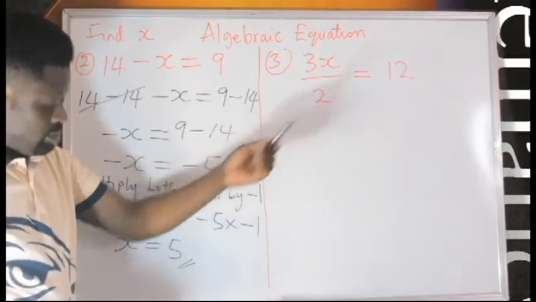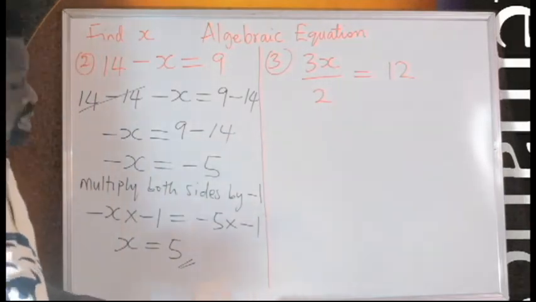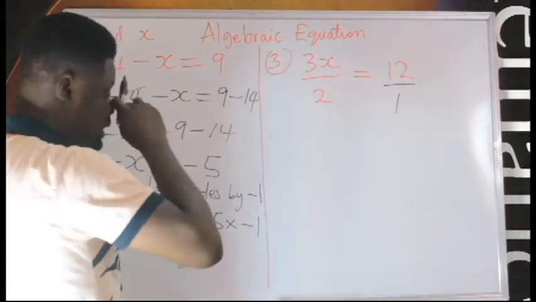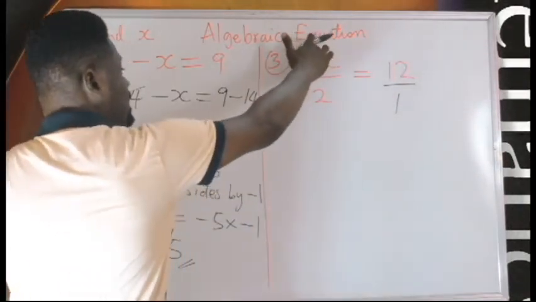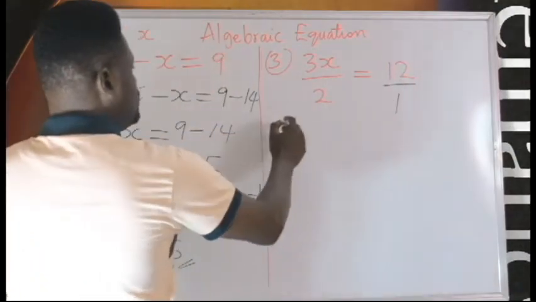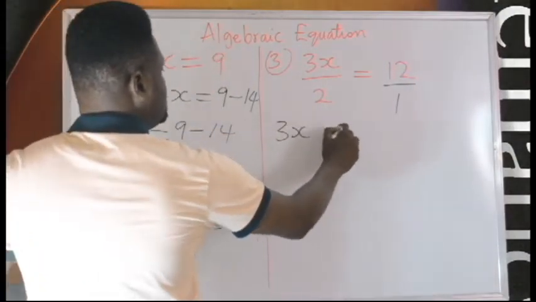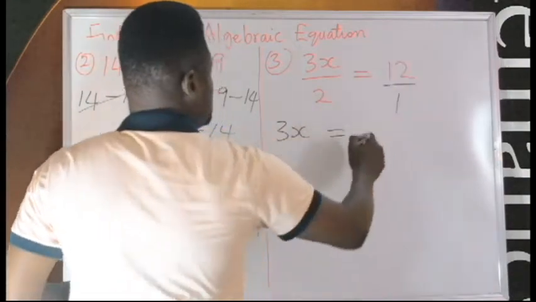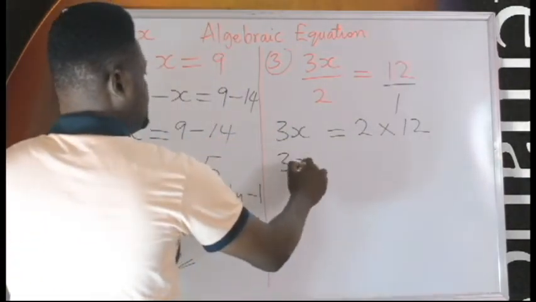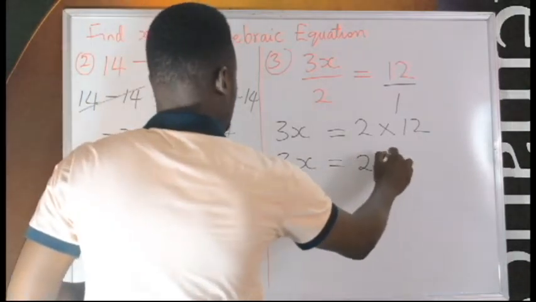Then at this number 3, here you have to cross multiply. Always start with the unknown. 3x is the unknown times 1. That will give us 3x. Then 2x times 12, 2 times 12. Then we have 3x equals 24.